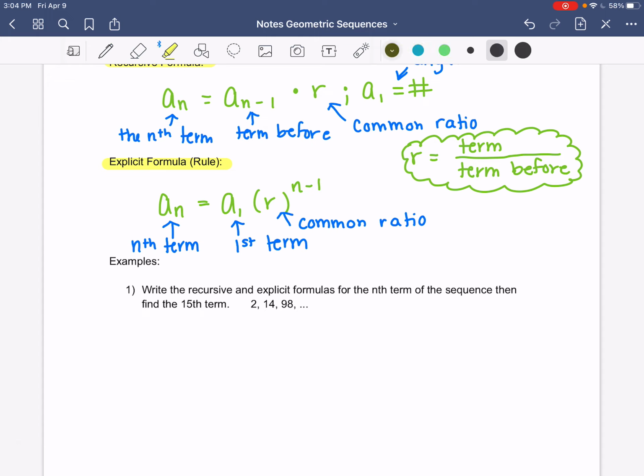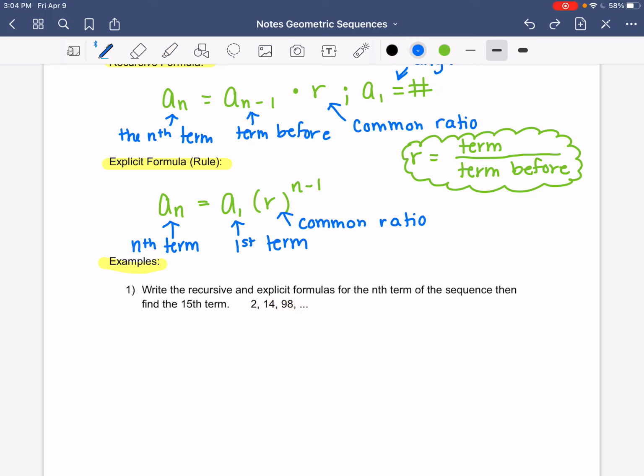So we're going to do 4 examples. For our first example, make sure you write it down. It says write the recursive and explicit formula, so there are 2 different formulas, and then find the 15th term. Our sequence is 2, 14, 98.